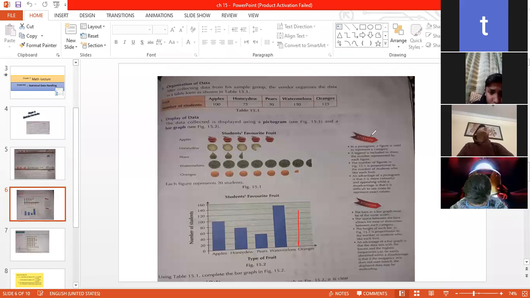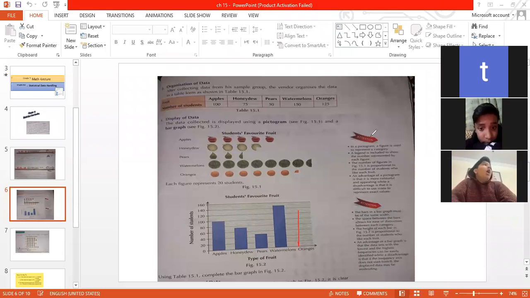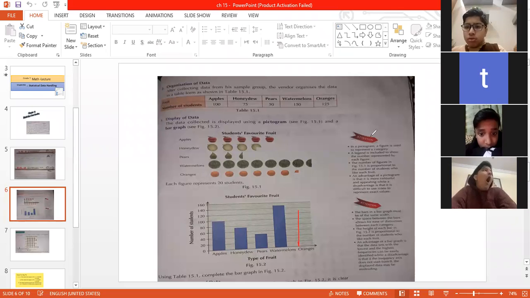procedure of collecting the data, organizing the data, displaying the data, and then interpreting the data is the easiest way to take some decisions, right? So this is all about the pictogram and the bar graph.